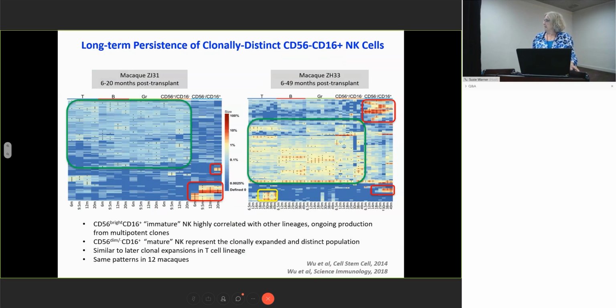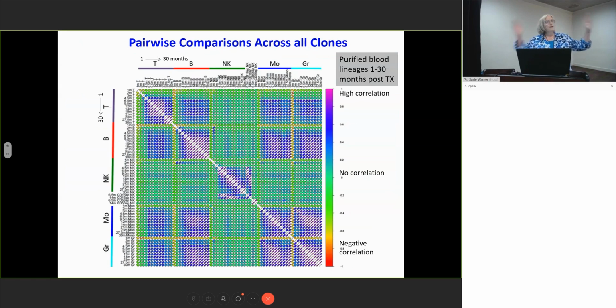And this is just one example, and we see these T cell clones, as I mentioned previously, that we presume are due to peripheral expansions. And we can also look at pairwise comparisons against all the clones. And we find basically the blue means highly correlated across all clones between lineages and time points. The green means it's not. And you see this very unique pattern for the NK cells where they correlate with each other over time, but not with the other lineages.